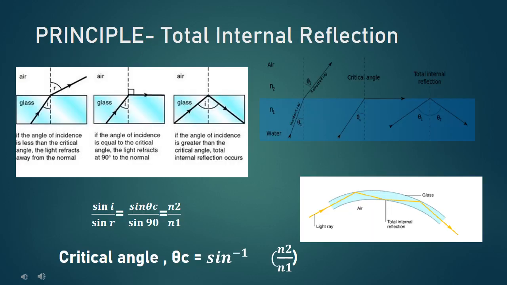So now let's see what is the principle of light propagation through an optical fiber cable. In the figure you can see three instances of a light ray traveling from a medium, glass, to another medium, air. Here glass is a denser medium compared to air. In the first figure, the angle of incidence of the ray with the normal is less than the critical angle. So the light ray is getting refracted into the next medium away from the normal.